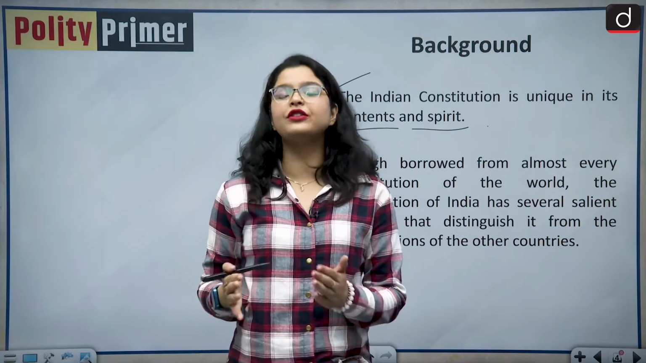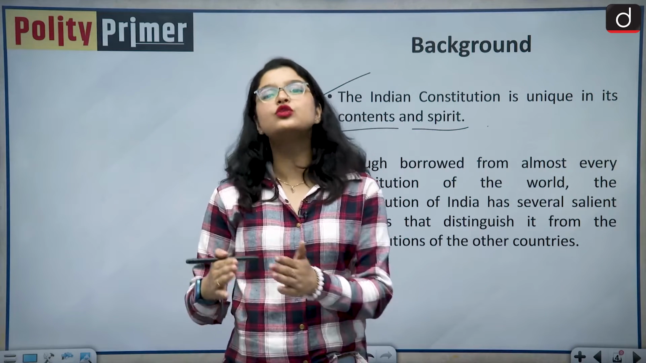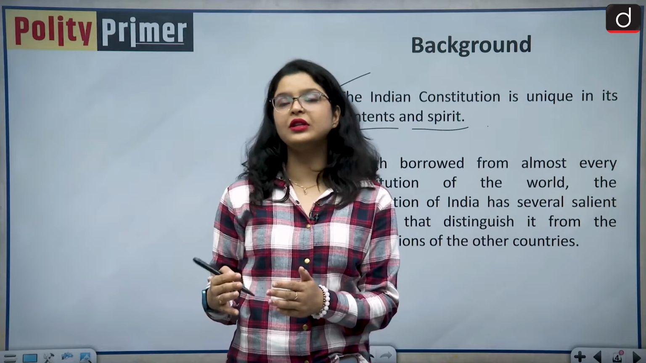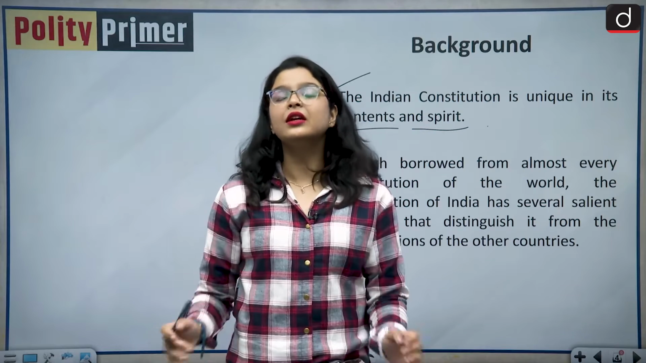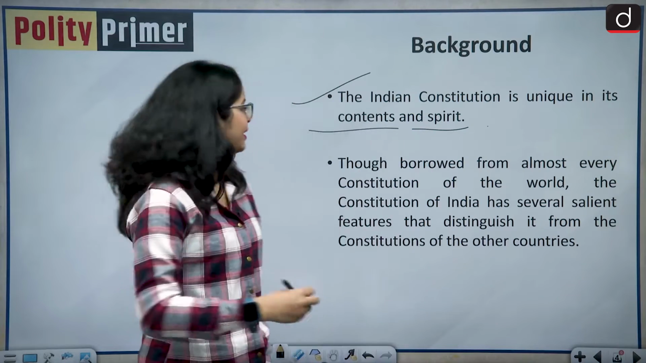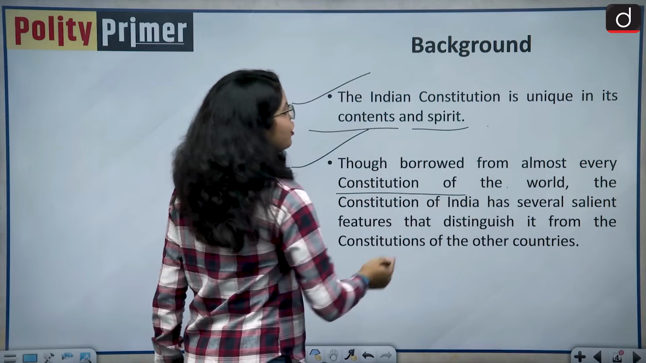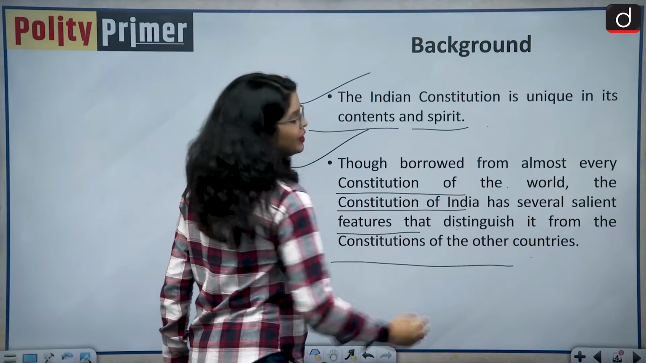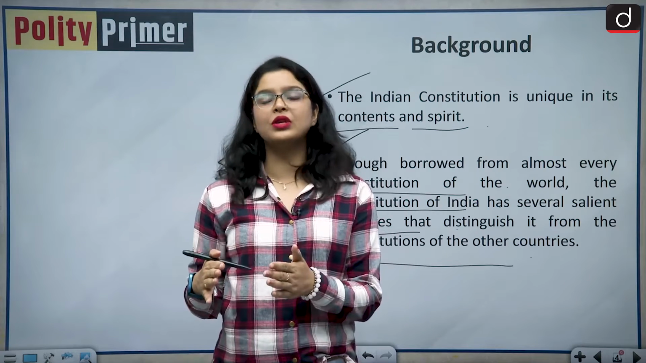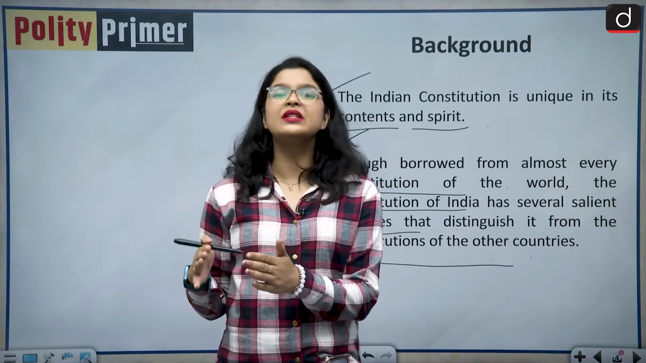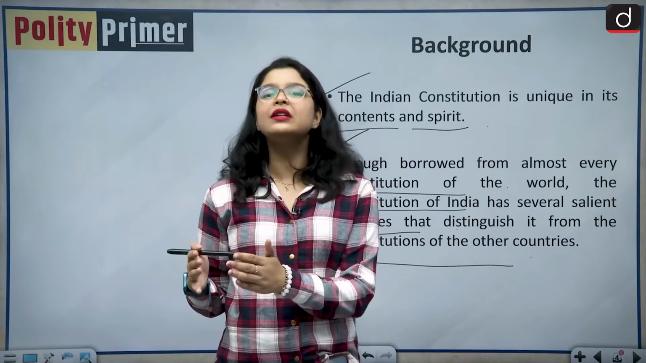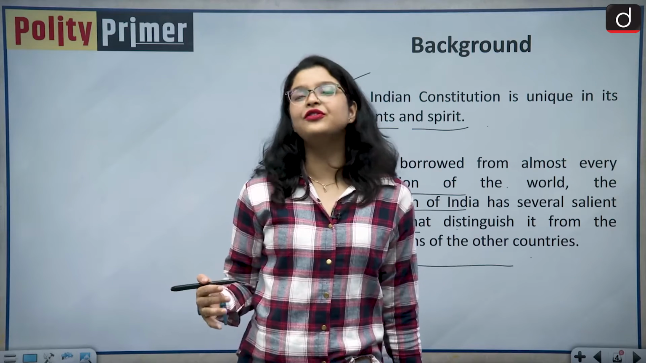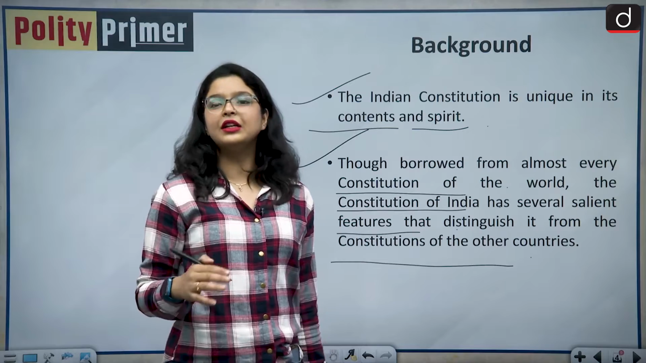Our founding fathers were aware of the fact that we need an Indian form of constitution that is suitable to Indian society. So even though we have borrowed important provisions from various constitutions around the world, we have made our Indian constitution suitable to the needs of the Indian society. And though borrowed from almost every constitution of the world, the Constitution of India has several salient features that distinguish it from the constitutions of the other countries, and that is why it is completely wrong to say that it is a borrowed constitution and it has been just borrowed from other constitutions and not tweaked as per the needs of the Indian society. Our Indian constitution is completely Indian in nature, having various salient features. So let us study the salient features of our Indian constitution one by one.